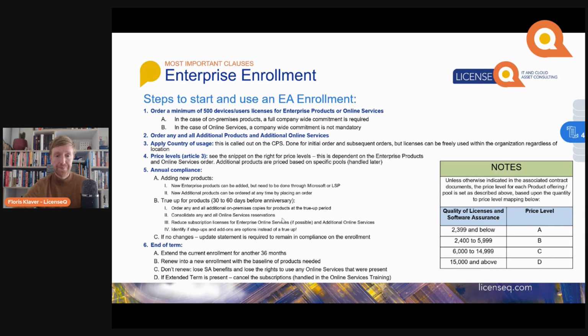Then price levels. See the snippet on the right. It states the different price levels that Microsoft has. So you have an organization that is under 2,400 users or devices. Then you are in price level A. And if you are a company with 15,000 or more licenses, then you're in price level D. Now, the rule of thumb here is that between price levels, there's a 6% difference on on-premises products and about a 3% difference on cloud subscriptions.